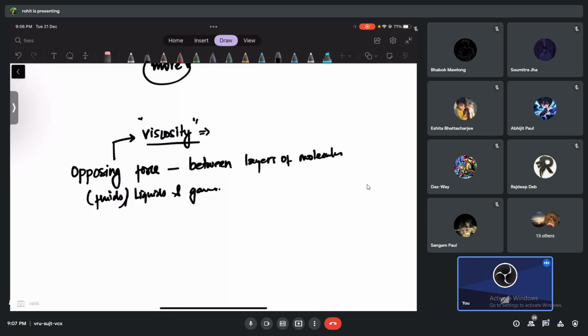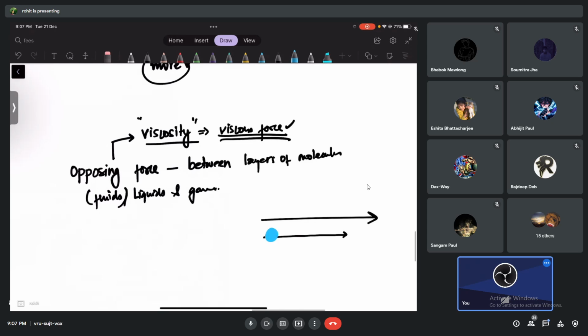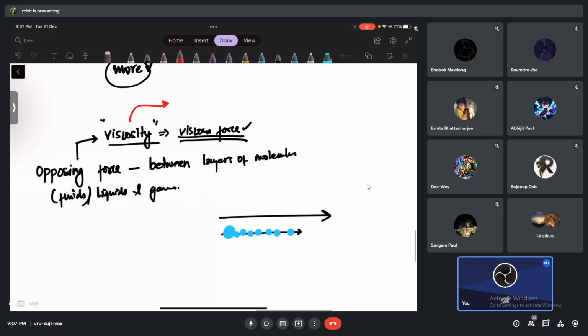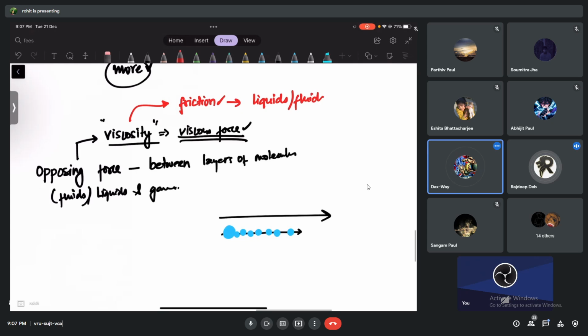The force can be called viscous force, and it acts between the layers of the liquid. That means this layer wants to move, the other layer below it doesn't want to move so fast. Why? Because it experiences some attractive force, so it doesn't allow the other layer to move faster. Do you agree that this is somewhat like friction? Yes, sir. So friction in liquids and gases. In gases also it happens.